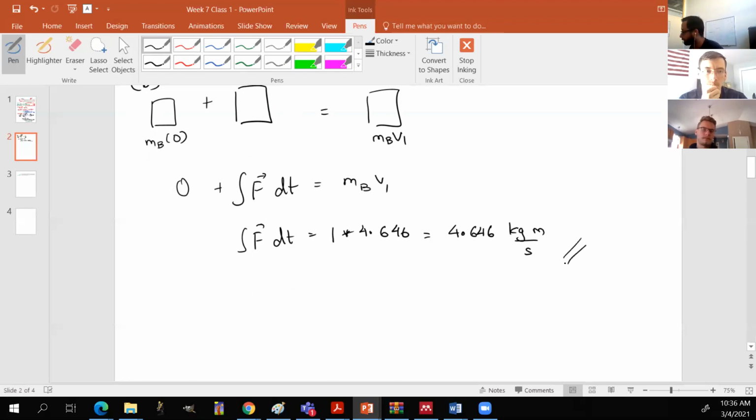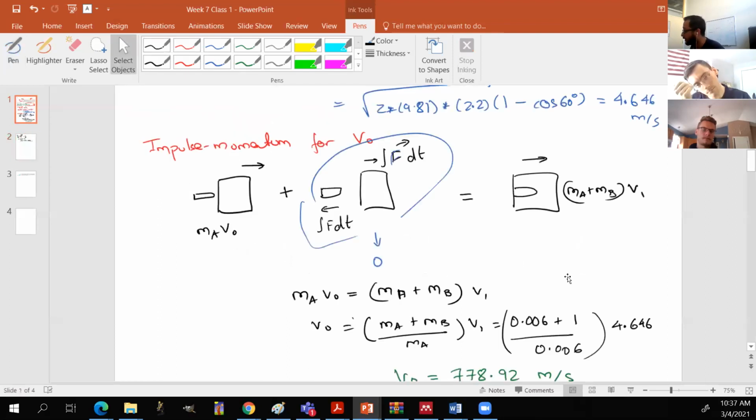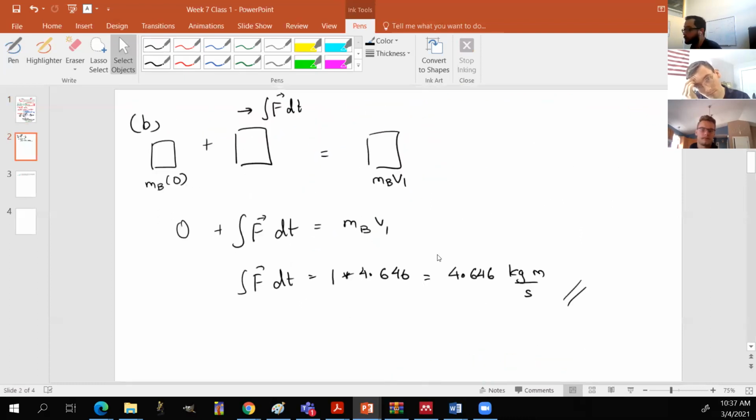Yeah. It wouldn't be the mass of A plus B? No, because now you're looking just at the block. If you're looking at the combined system, there is no impulse, because of the equal and opposite reactions. So you're looking at just the block. Makes sense.